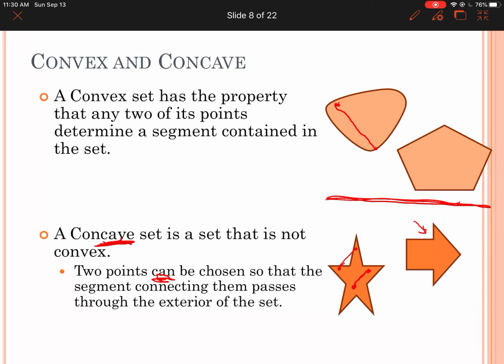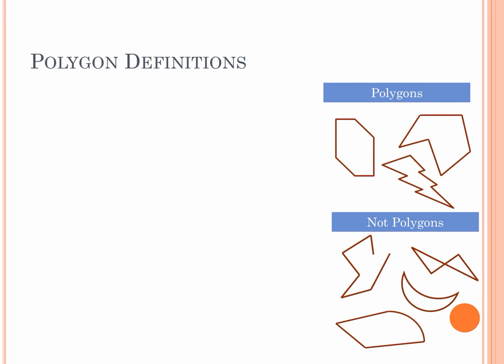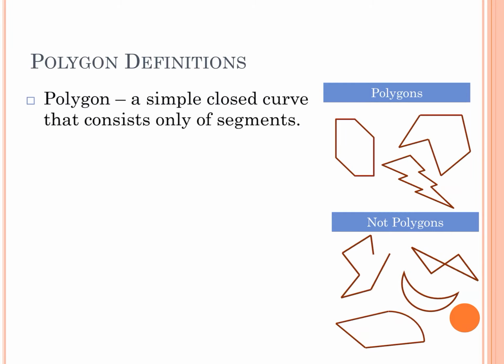All right, moving on. We're going to define polygon. To the right here, I have some examples of what polygons are, and then some examples of what polygons are not. And so maybe we can look at them and we would be able to tell, just fit something to that classification without a definition, but let's go ahead and define this. A polygon is a simple closed curve that consists only of segments. So that's a polygon.